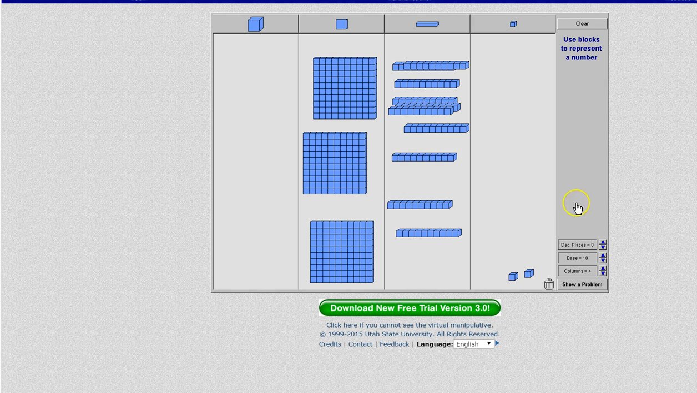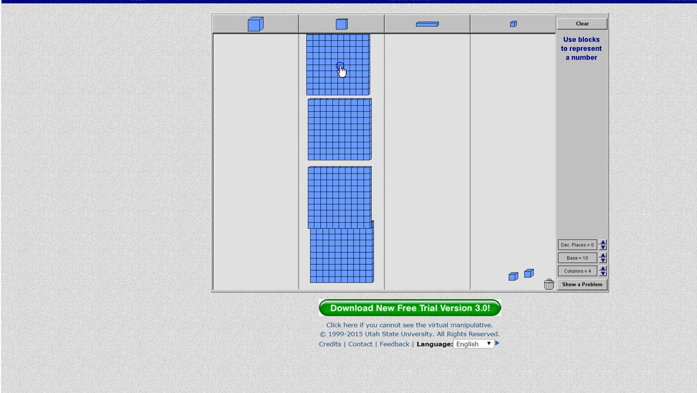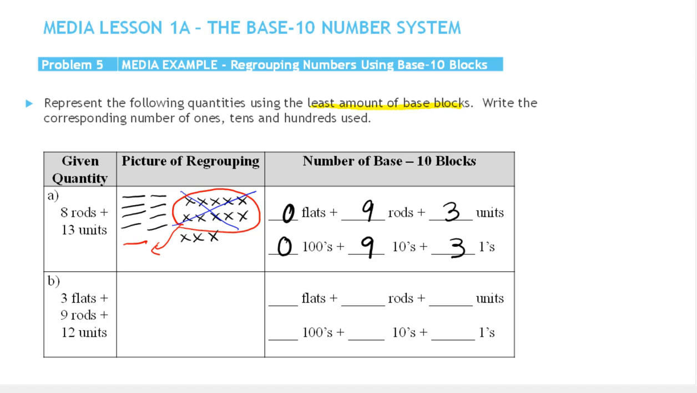Notice the number still isn't showing up, so that means that we haven't grouped it using the minimum amount of base blocks. And remember, we had 9 rods, but we just added another rod, so now we have a total of 10 rods, and that can be regrouped to a larger place value. So I'm going to lasso these 10 rods. It's going to transform into one flat, and I'm going to carry it over. And we have 402. So this is the way to represent this with the least amount of base blocks.